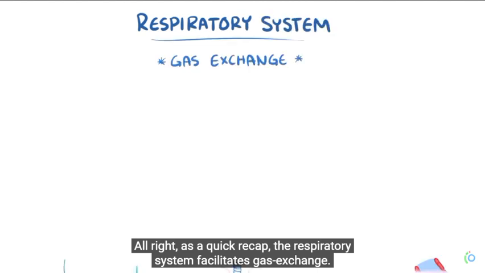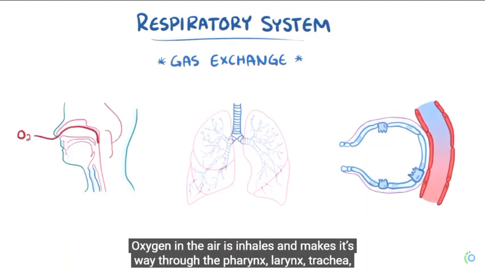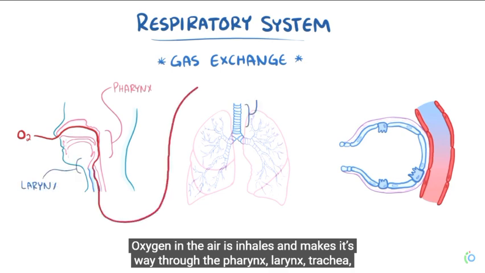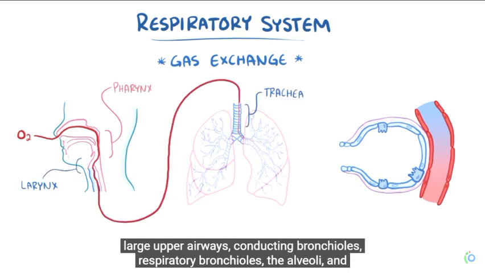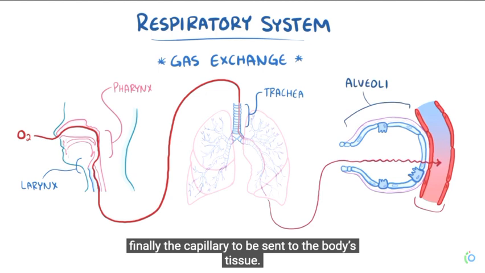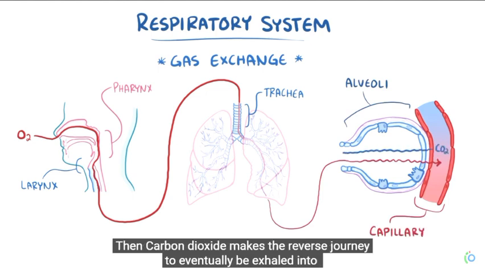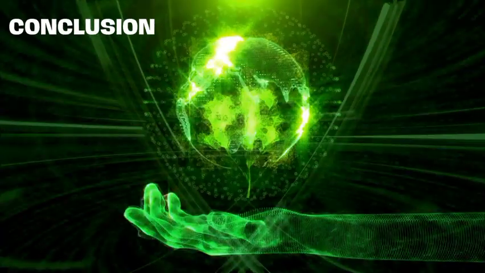As a quick recap, the respiratory system facilitates gas exchange. Oxygen in the air is inhaled and makes its way through the pharynx, the larynx, the trachea, the large upper airways, conducting bronchioles, respiratory bronchioles, the alveoli, and finally the capillary to be sent to the body's tissue. Then carbon dioxide makes the reverse journey to eventually be exhaled into the world.